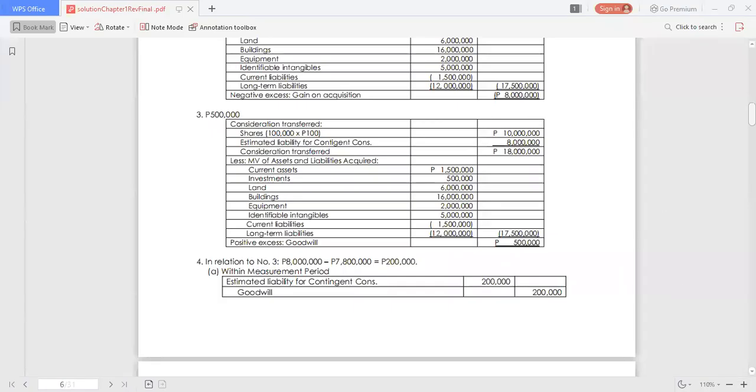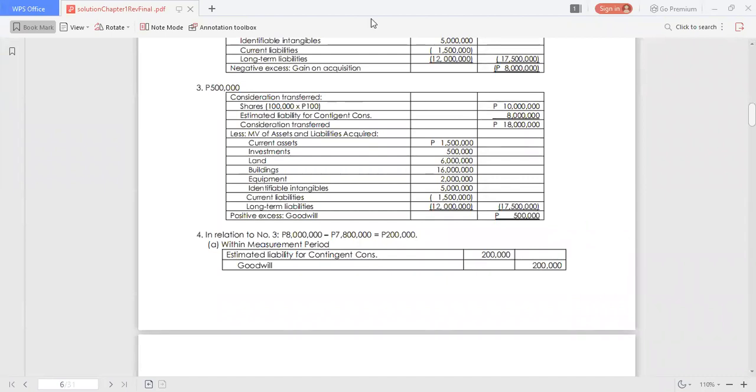Okay, let's continue, still with number 3. If you have the consideration transferred, the assumption given is that if a pop company issued 100,000 shares with a market value of 100, so it's 10 million, then we have the estimated liability for contingent consideration that's given at 8 million. The total consideration transferred is 18 million.